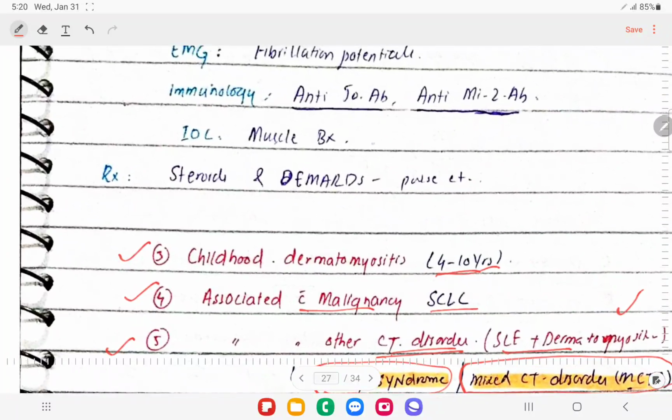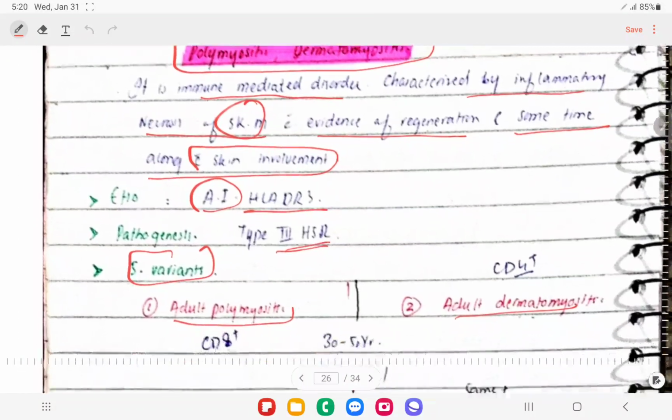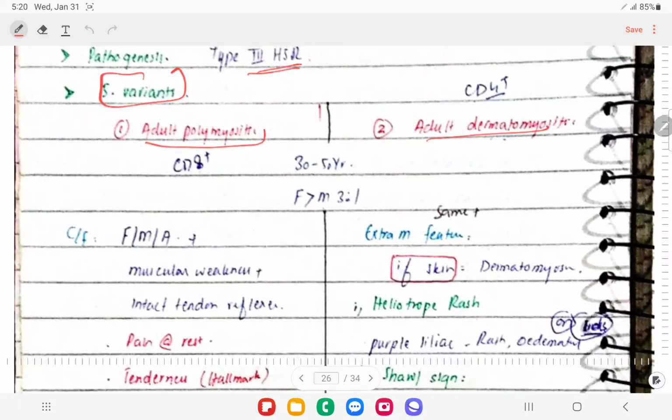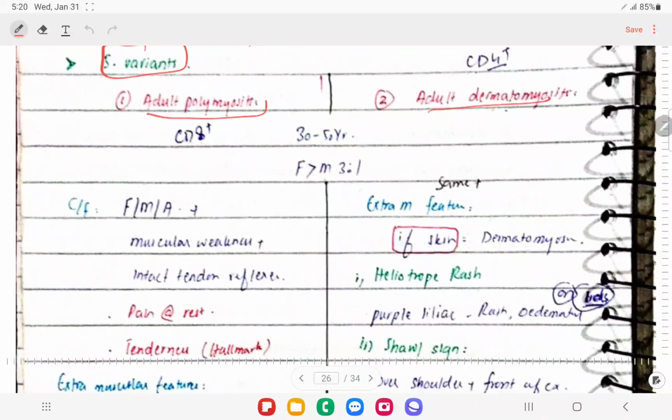So let's go back and let's see. Okay, so adult polymyositis and adult dermatomyositis, let's discuss this.